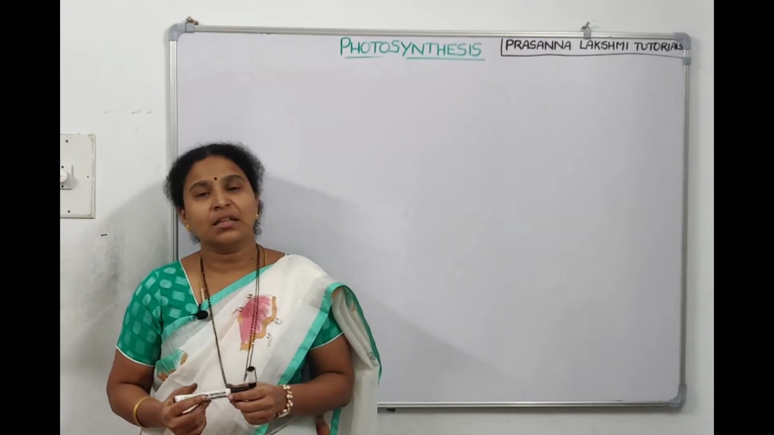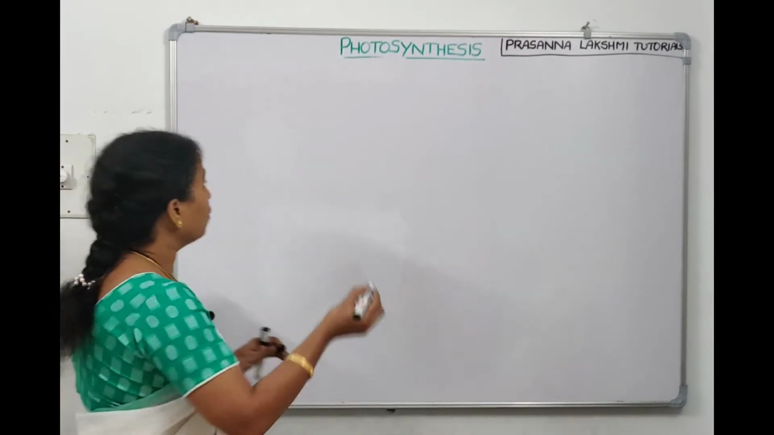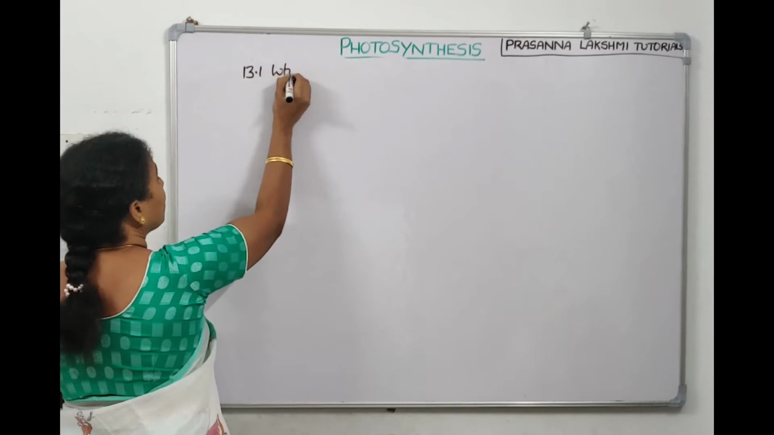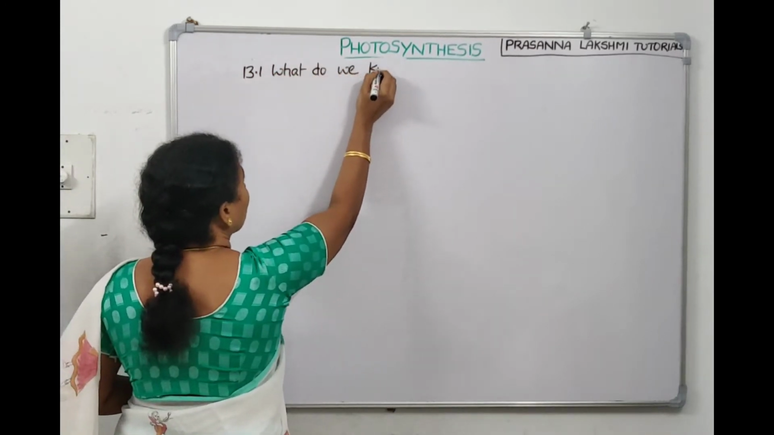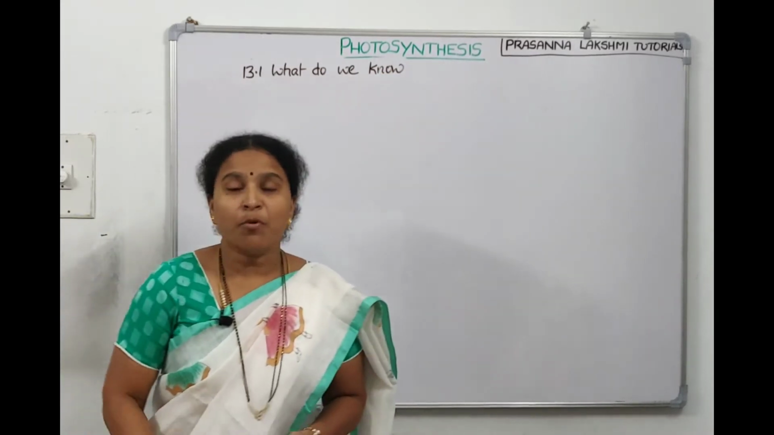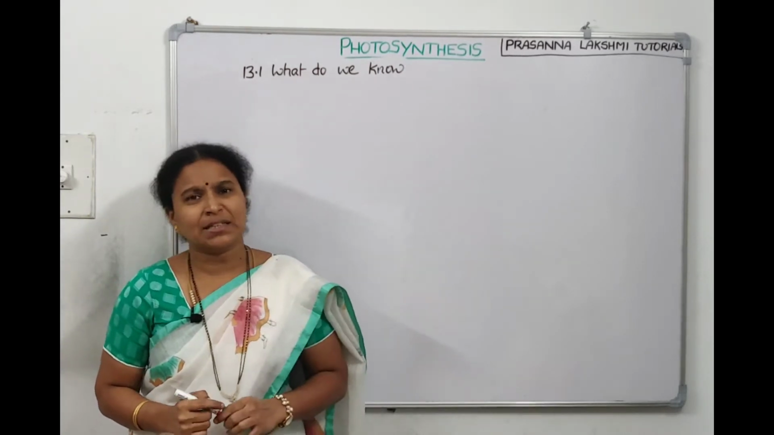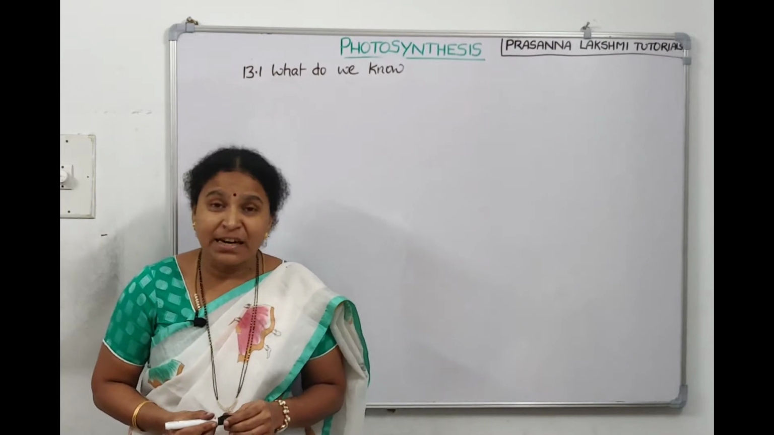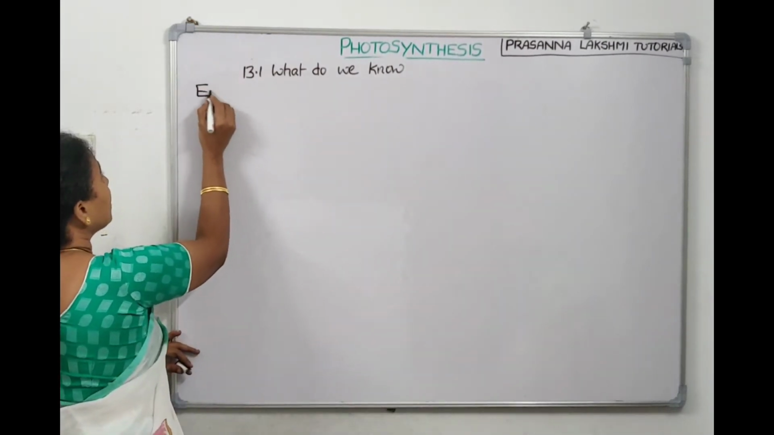In NCERT, in topic number 13.1, they have given what we know about photosynthesis. In this, they have mentioned two simple experiments. The first experiment is called the variegated leaf experiment. What is the first experiment they have given in NCERT?